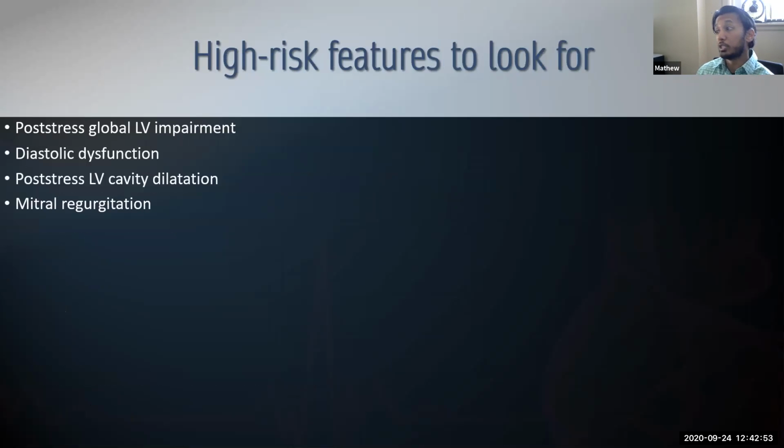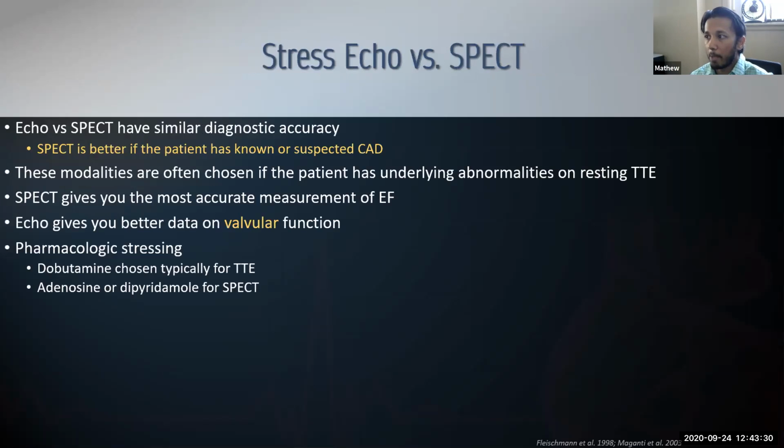Things you're looking for when you see that stress echo and you're reporting it to your upper resident saying, hey, I think this patient can be discharged. What are the things that would preclude them from being discharged? Well, if there's global left ventricular impairment, any evidence of diastolic dysfunction showing up, dilatation of the left cavity after they were stressed, or new mitral regurgitation. Because mitral regurg is suggestive that maybe there's some papillary muscle involvement. Maybe you're going to have some tethering of the papillary muscle, which affects the ability of the valve to close completely, so you get a regurgitant jet from that.